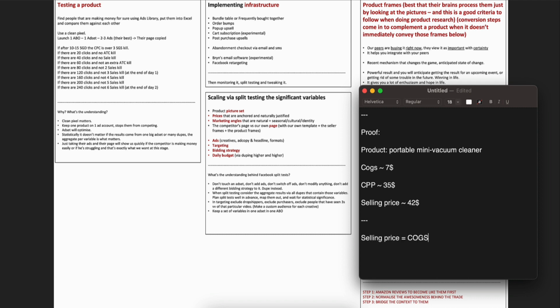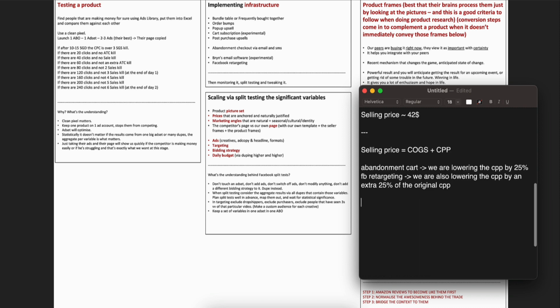So we can say COGS plus CPP. Now, remember how I said that just by implementing the abandonment cart, we are virtually lowering the CPP by 25%. And then when we implement Facebook retargeting, we are also lowering the CPP by an extra 25% of the original CPP. So it's not a multiplication, it's cumulative. In total, just by doing those two things, we have effectively lowered the CPP by 50%.